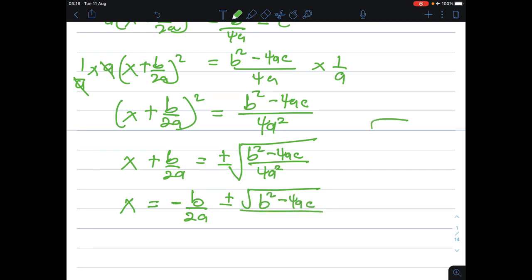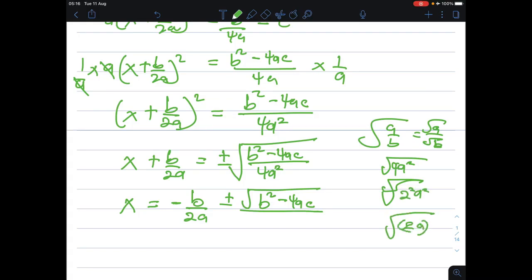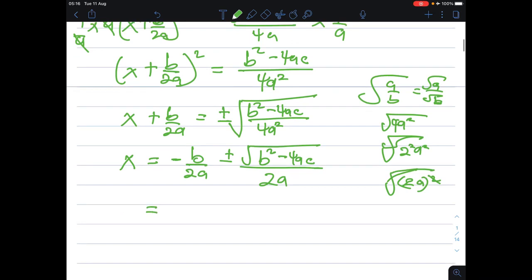Now, if you have root of a over b, that is the same as root a over root b, okay? Now, since, look at something, root of 4a squared is the same as root of 2 squared a squared, which is the same as 2a all squared. So this square cancels that. So our answer is 2a. All right. Then we put the 2 together. That will give us negative b plus or minus the root of b squared minus 4ac all over 2a.